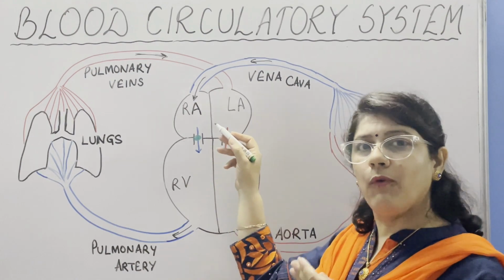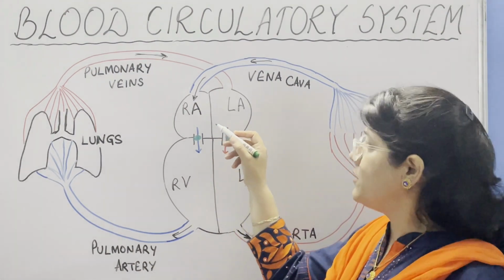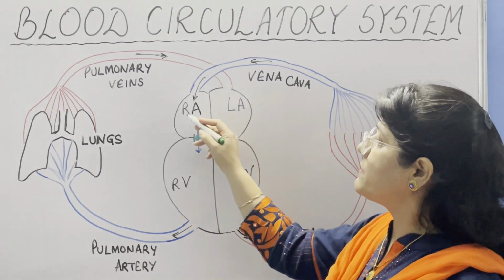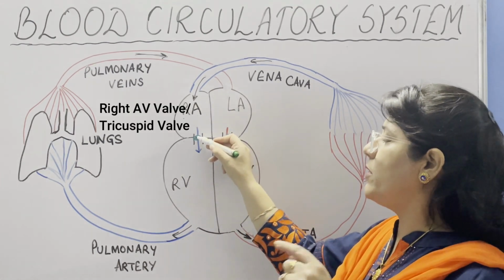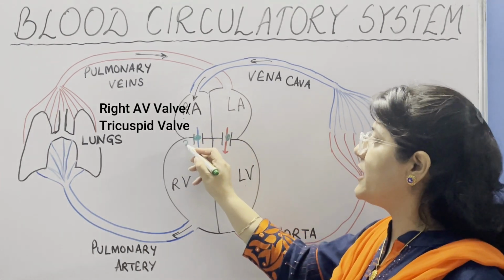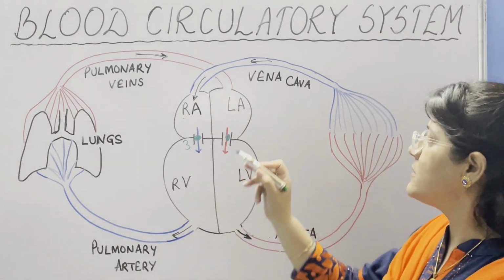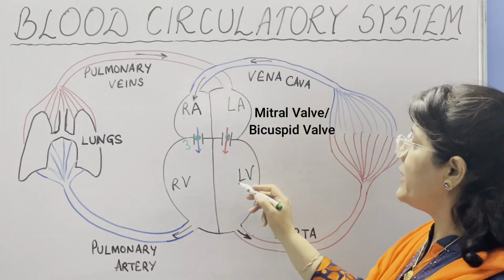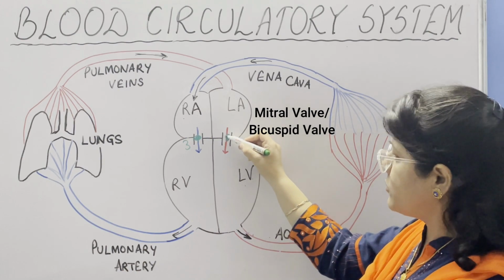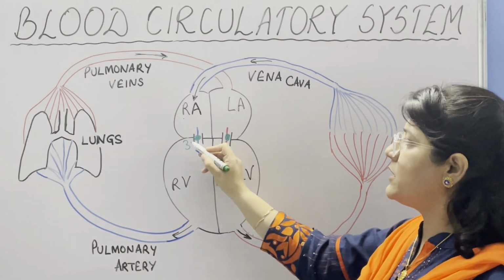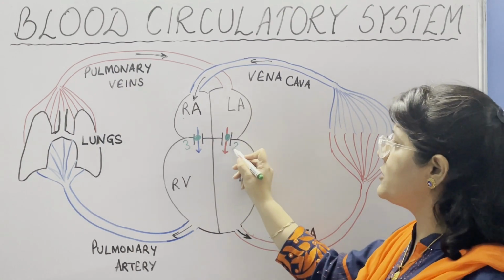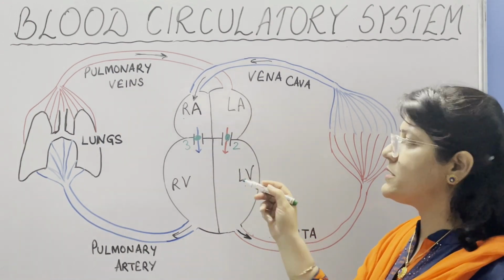Now we will talk about valves from the examination point of view. First of all, in between the right auricle and right ventricle, this is the right atrioventricular valve which is known as the tricuspid valve. And in between the left auricle and left ventricle, this is the bicuspid valve having 2 cusps, this is having 3 cusps. So you may remember this because it can come in your examination also.